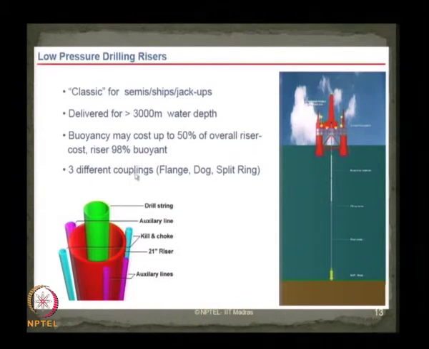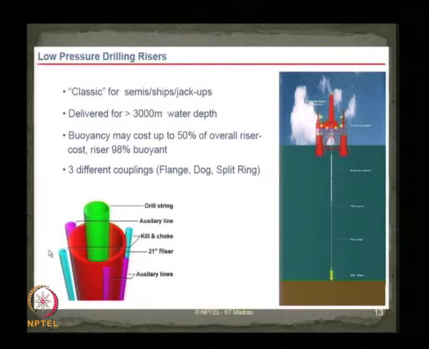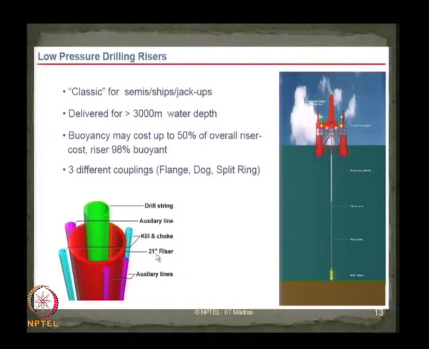There are three different couplings which have been used in this kind of riser, which are otherwise called flange, dog and split ring couplings. If you look at a typical cross section of a low pressure drilling riser, the drill string which you see here is at the core, which has auxiliary lines around it, and there are some parallel lines which are otherwise used to kill or choke the well. They are called kill risers. Generally these risers are about 21 inches in diameter, and there are auxiliary lines present along the periphery of the core riser, as you see in the figure.